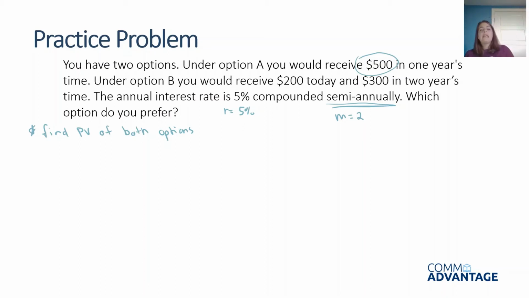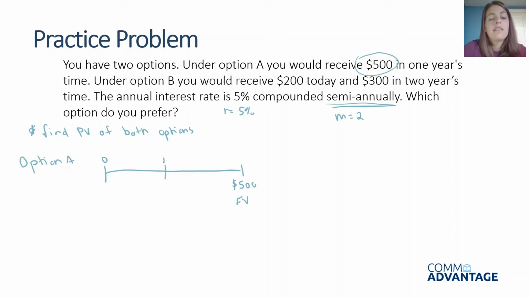So if we think about what's going on under option A, if we start out at period 0, we've got nothing, and then a year from now, we are getting $500. So this is the future value, and that's a year from now. But what we want to recognize is that because it's being compounded semi-annually, that's actually 2 periods from now. This is what's going on at year 1. And so we want to go backwards and figure out, what is the present value? What is that worth in today's dollars?